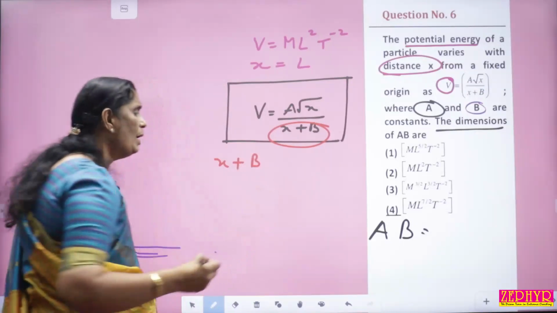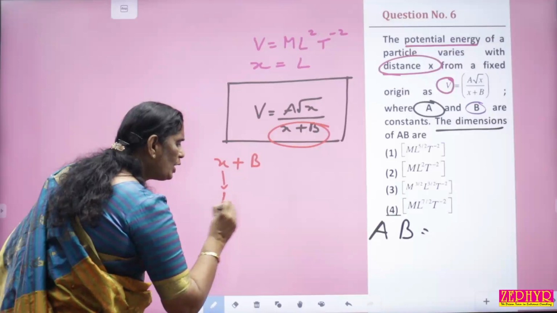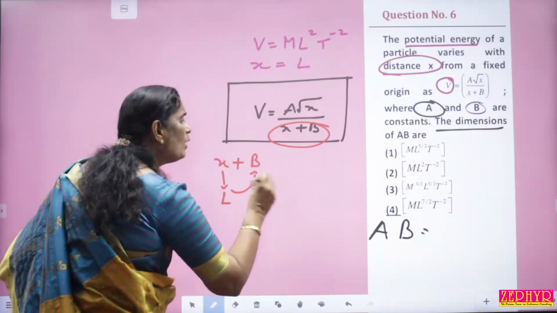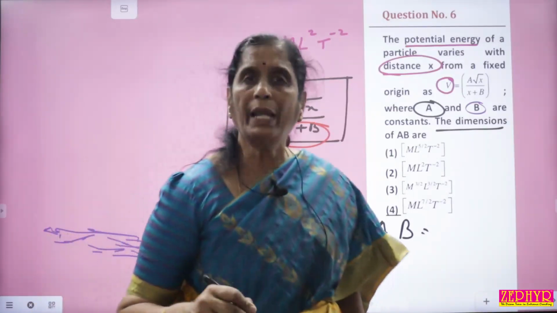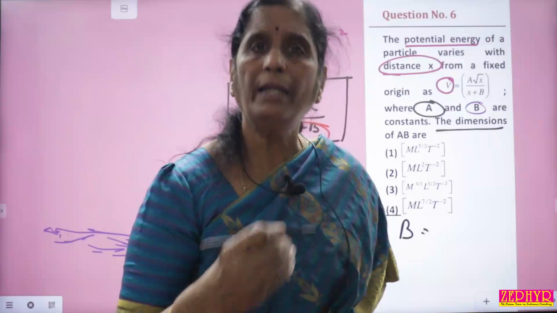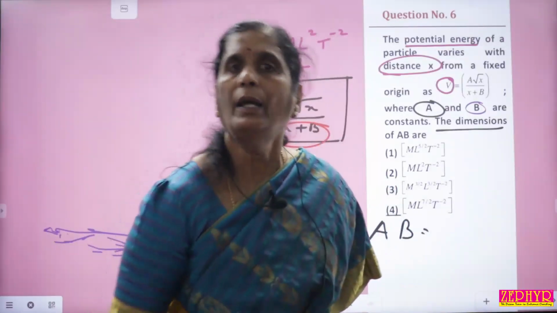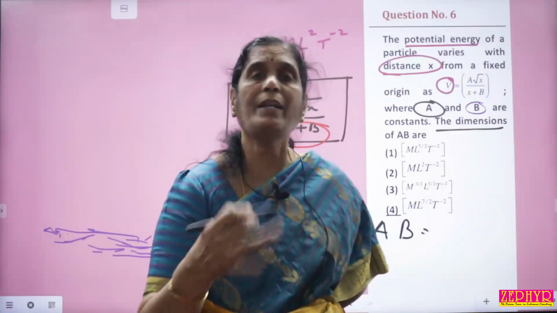Now we need the nature. What is the nature of x? Length. So what will be the nature of b? The nature of b is also length only, because we can add only like terms. Length plus length will go length. Don't say two length. Time plus time will go time. Don't say double time, because we cannot tell the numerical.